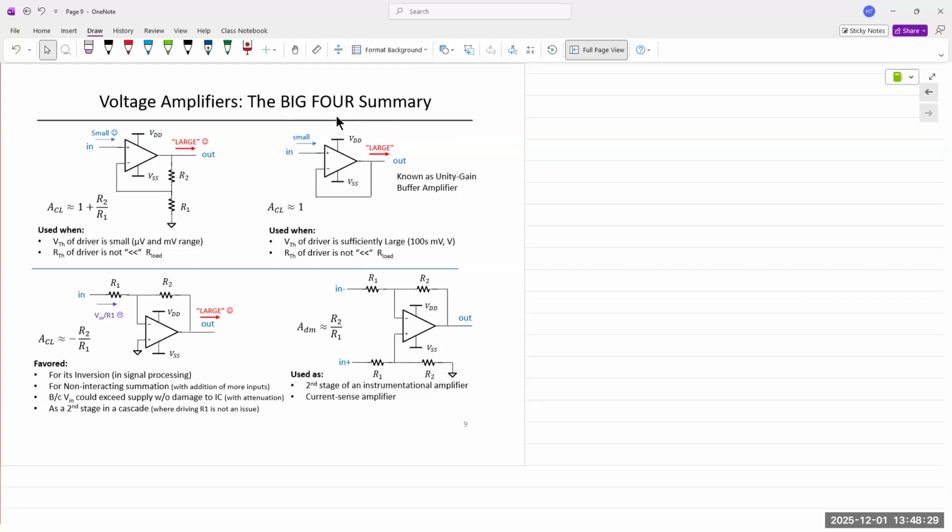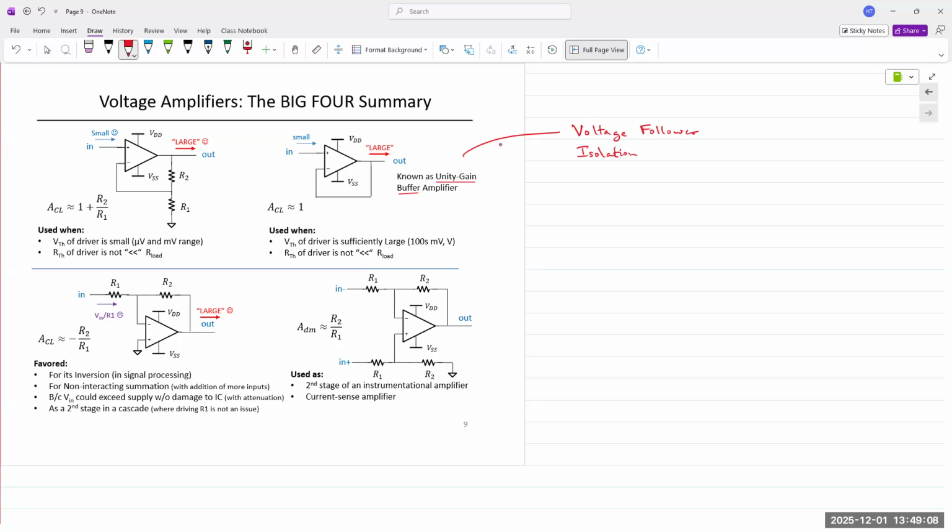This creates a circuit that is known by many names. It's known as the unity gain buffer. It is also known as the voltage follower, and also known as an isolation amplifier or isolation buffer. It's the simplest of configurations, but it's a very important circuit in electronics.